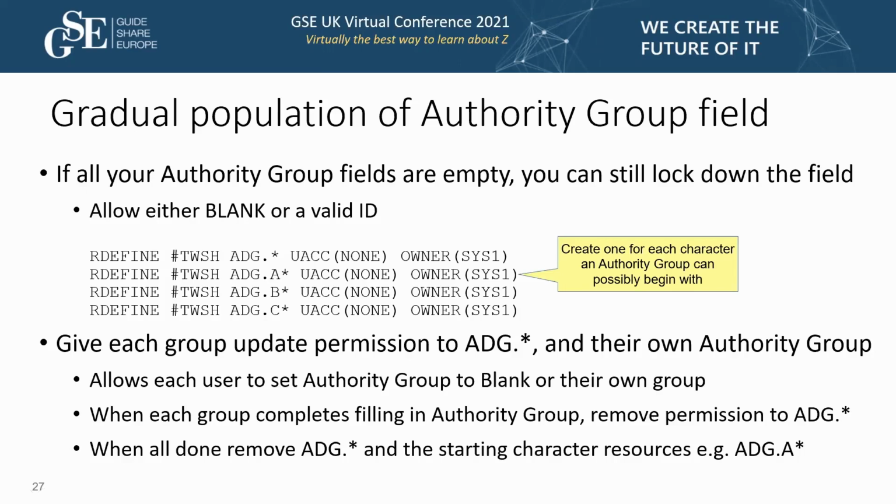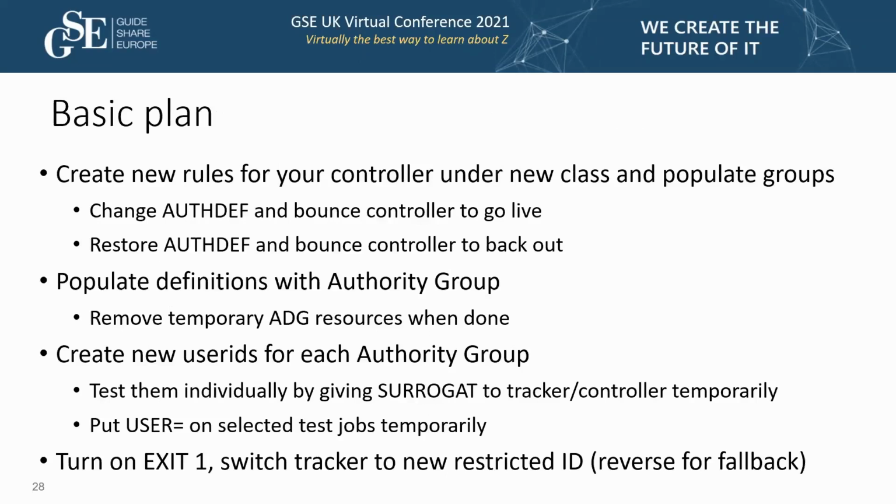When you've done, then you remove these permissions and you remove these resources. And then the only time anybody creates a new application, it must have a recognized authority group in it. So how would you go about it? What's your basic sequence of events? Well, create the new rules for your controller under a new class and populate all the groups. You can change the auth-def then to point at this new controller class, bounce your controller, and you go live.